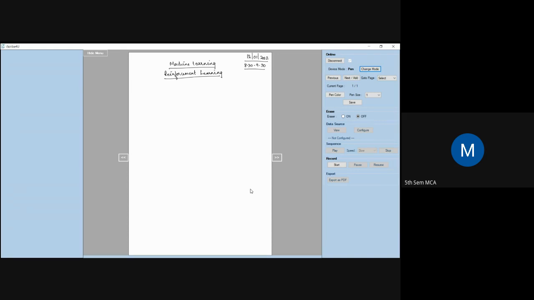So today's class, the last class, we were talking about case-based reasoning. So we have come to the fag end of this module 5. We are just left with one more concept that is called reinforcement learning. So in today's class, we'll be learning what exactly we mean by reinforcement learning.